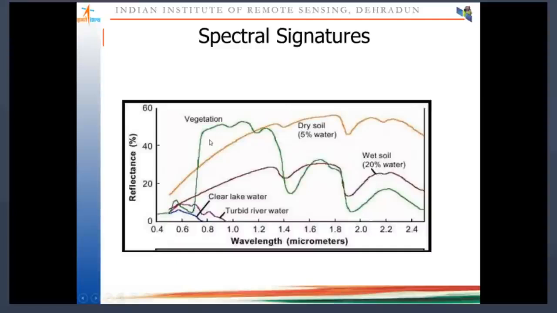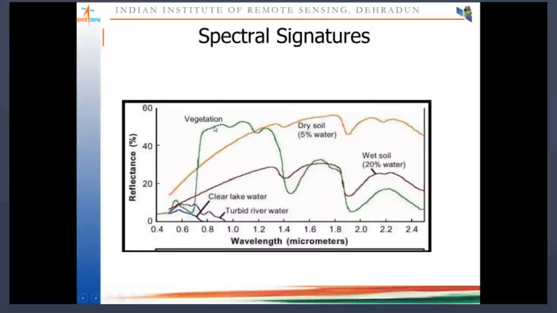Every target, every feature is associated with a different spectral signature. For example, vegetation will have a different spectral signature compared to water. Within vegetation also, wheat will have a different signature compared to rice. Within rice also, basmati and non-basmati will have different spectral signatures. Within basmati also, different varieties of rice will have different spectral signatures.